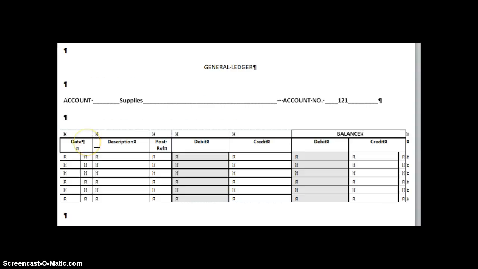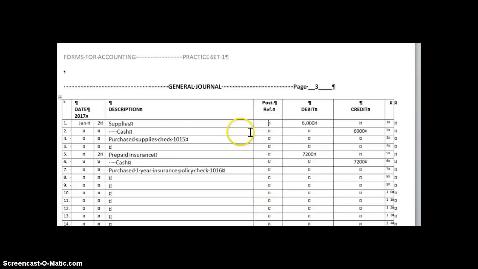So for your first entry, go to the ledger, January 2nd, we bought supplies so that we had a debit entry of $6,000, which we take over to our debit balance. We show our posting reference as General Journal, page 3, because that's where we got the entry. Then, and only then, do you go back to your journal page, go to the posting reference next to supplies and write in the supplies account number.